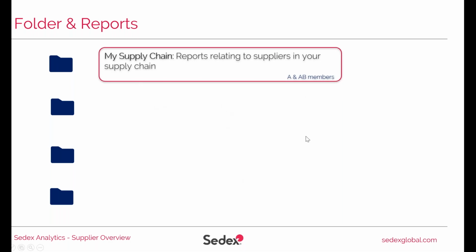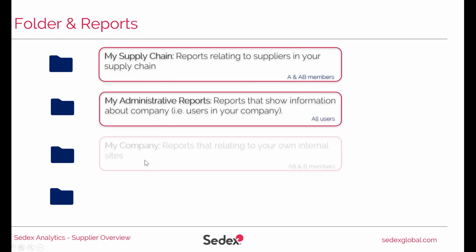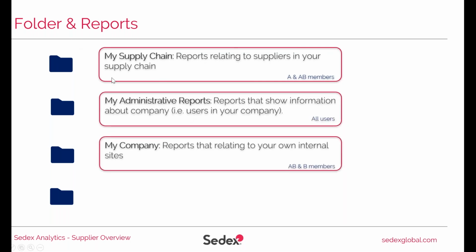You click into the folder to find the reports. So one of the main reports you probably want to click into is My Supply Chain, sorry, not My Supply Chain, it's my mistake. So My Supply Chain is if you are either an A or AB member, so a buyer, that report's there. But the one for suppliers, I do apologize, is My Company.